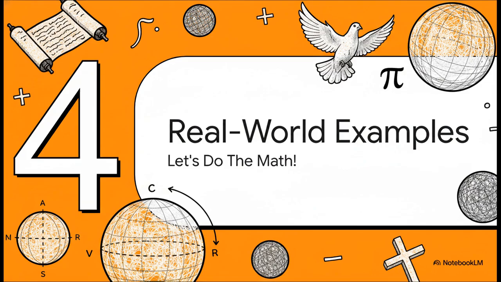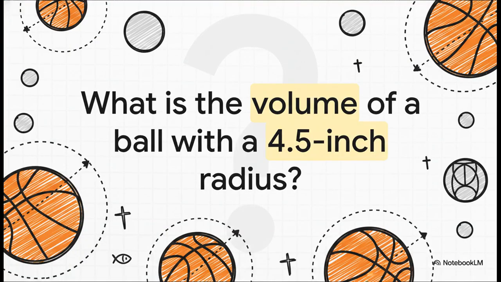Let's move to Section 4 and see how this builds. Solving real-world examples. Let's do the math. Okay, it's time to take all this theory and put it into practice. Here's our first scenario. Imagine you're holding a standard basketball. It has a radius of 4.5 inches.